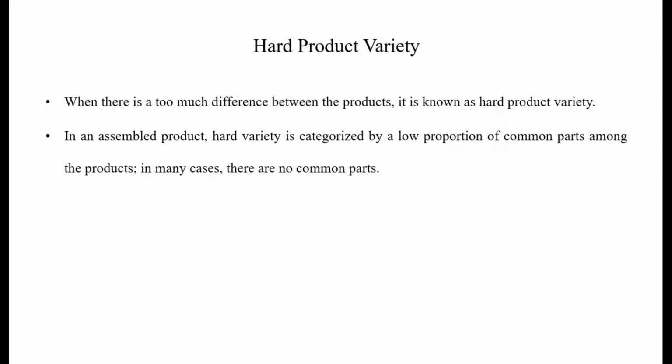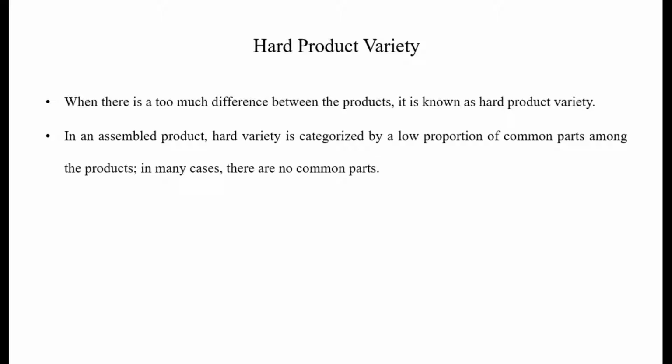The product variety can be categorized as hard product variety and soft product variety. When there is a substantial difference between the products, it is known as hard product variety. When the difference between one product and the second product is very high, then this difference is known as the hard product variety.